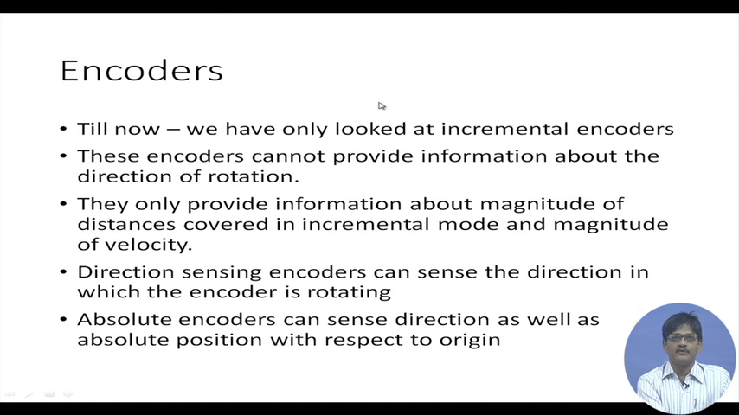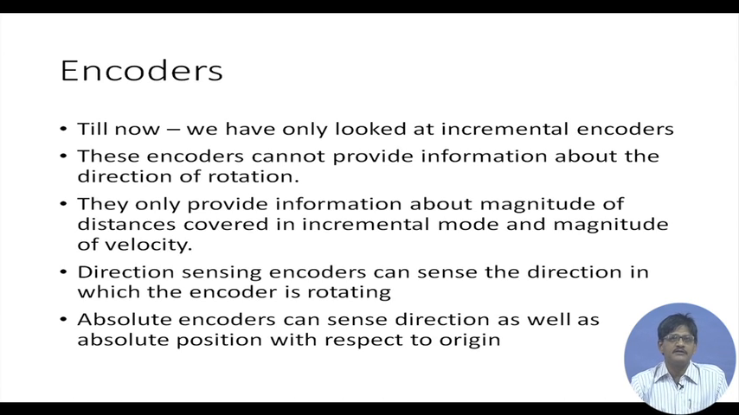Now, let us have a look at encoders. Up till now we have looked at encoders, but they were incremental encoders with a single row of holes, and through these holes light was passing. That is, we restricted our discussion to optical encoders, and the principle is the same for other encoders as well.